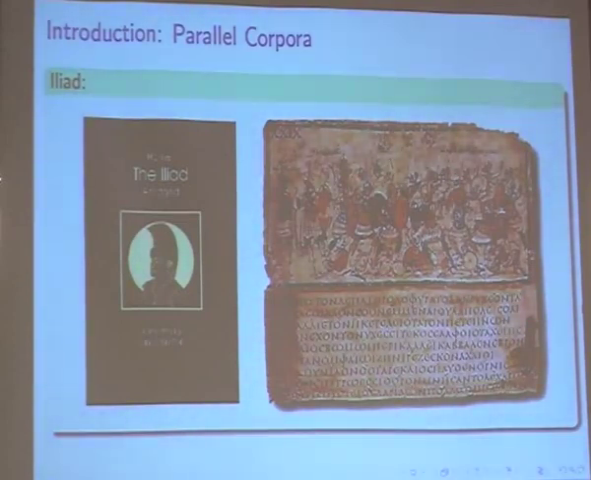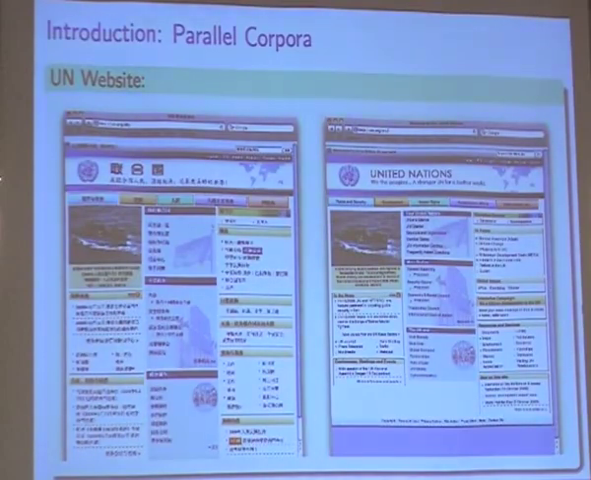So yeah, people produce this in all sorts of ways, from translating ancient texts to the modern example where there's, in some ways, limitless web resources for gathering parallel corpora, like the UN websites.